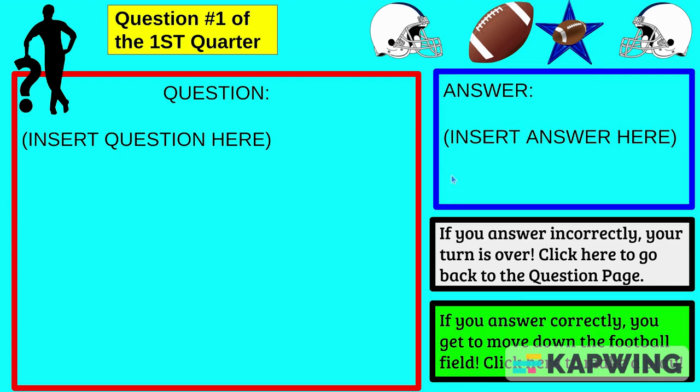If a team were to give the wrong answer, their turn would be over. You would click on the white box here and this would take you back to the question page and the other team would take their turn. But if students do answer correctly, you would click on the green box on the bottom.